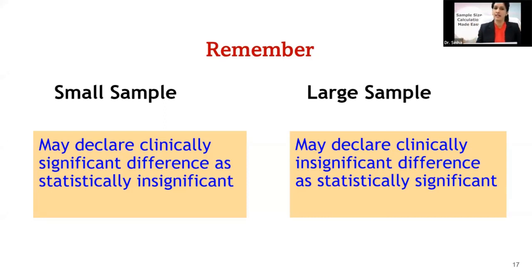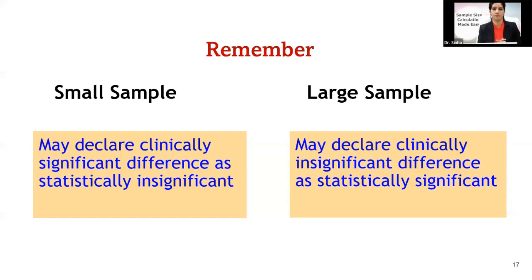There are other reasons as well, but with a small sample size, a clinically significant difference may be declared statistically insignificant. Although you can mention the sample size in the limitations, the population parameter which you are conveying will not be very precise. So the external generalizability of your research will be compromised. Now, this is the problem with the small sample.